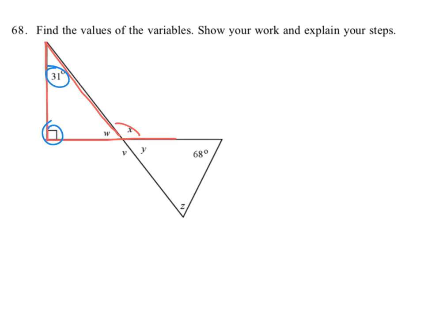Okay, and the triangle exterior angle theorem says that the measure of every exterior angle in a triangle is equal to the sum of the measures of the two remote interior angles. So these are remote interior angles in relation to this, and so we add them together. 90 plus 31 is 121. So we've got x equaling 121.